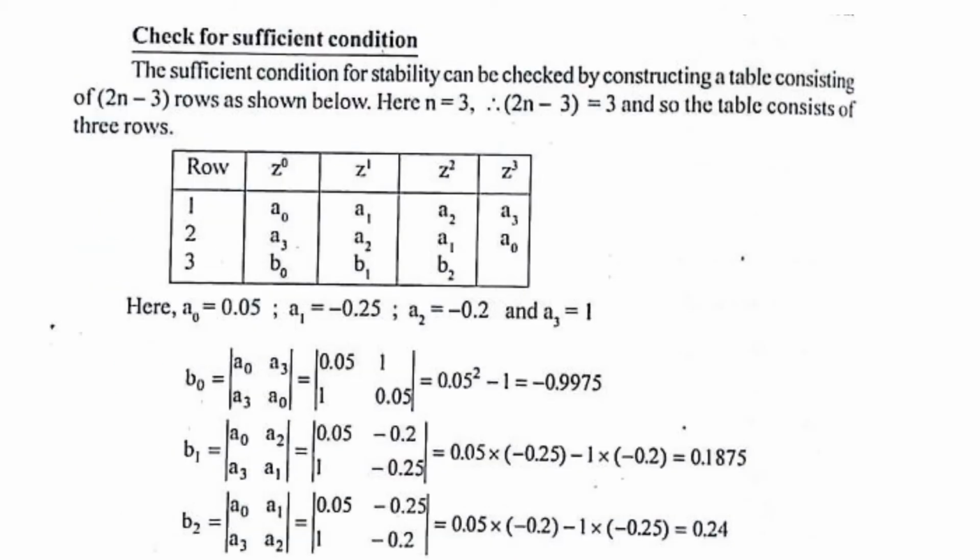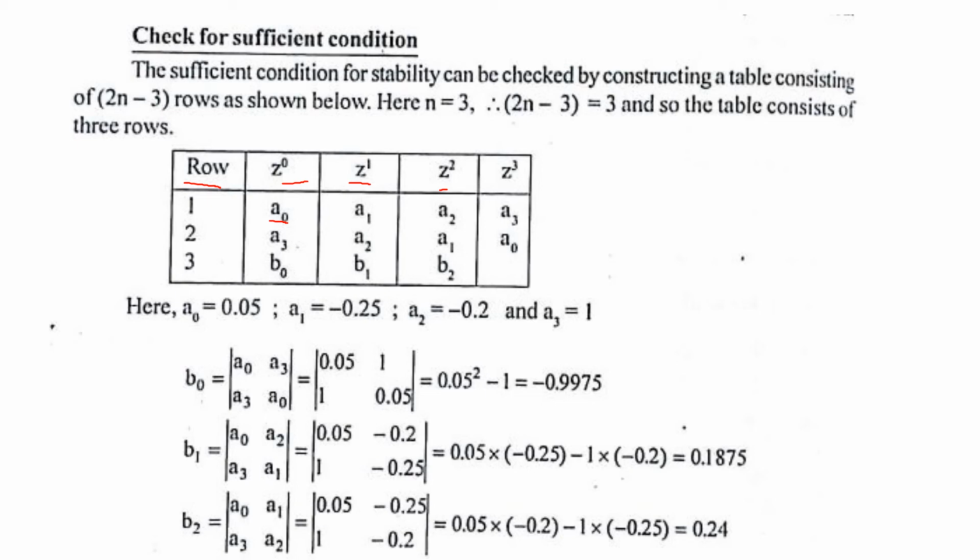Next is the sufficient condition. For the sufficient condition, you must first determine how many rows you have. The formula for the number of rows is 2n minus 3. Here n is 3, so 6 minus 3 gives 3 rows. Then you write the powers of z in ascending order: z raised to 0, 1, 2, 3. Then a0, a1, a2, a3 are the coefficients of your characteristic equation. For z raised to 0 the coefficient is 0.05, for z raised to 1 it is minus 0.25, for z raised to 2 it is minus 0.2, and a3 is 1, right?